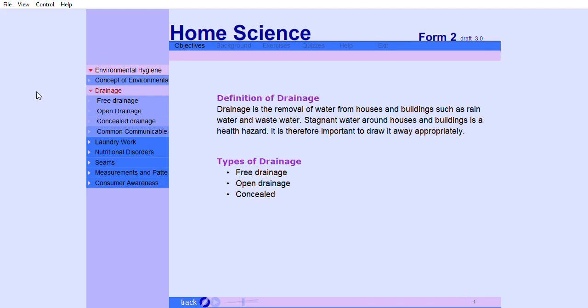Drainage is the removal of water from houses and buildings, such as rainwater and wastewater. Stagnant water around houses and buildings is a health hazard. It is therefore important to draw it away appropriately. There are different types of drainage, which include free drainage, open drainage, and concealed drainage.